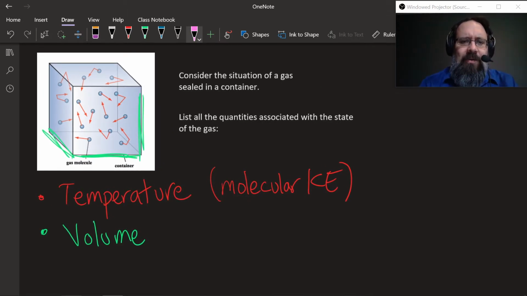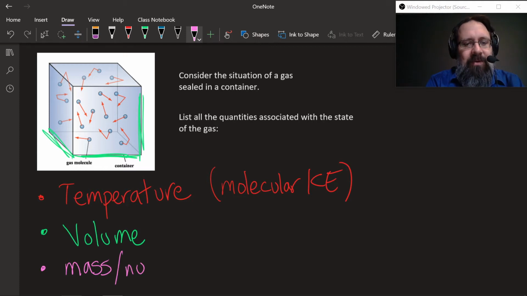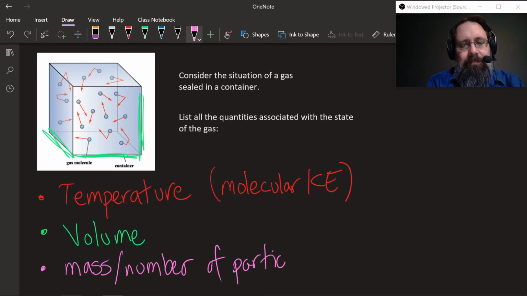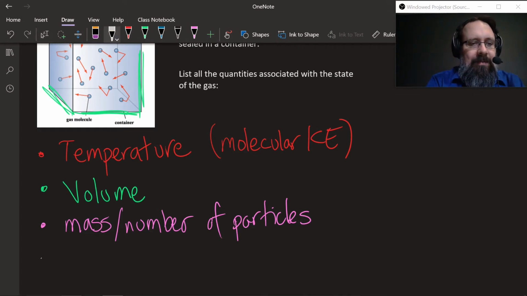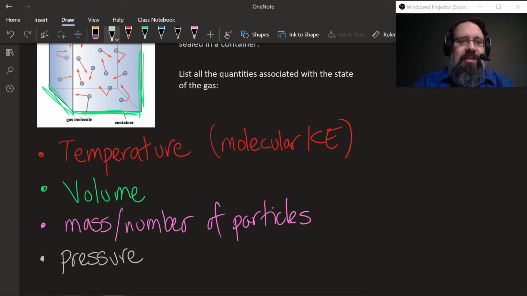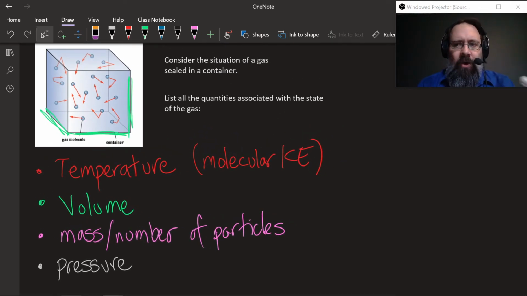The other ones aren't so obvious, but it turns out that the number of particles matters, or we could say the mass or number of particles. And the last one that we can talk about would be the pressure of the gas. So under how much pressure is this gas? And these quantities are the conditions that establish the state that the gas is in. And you can see that they're related to each other.